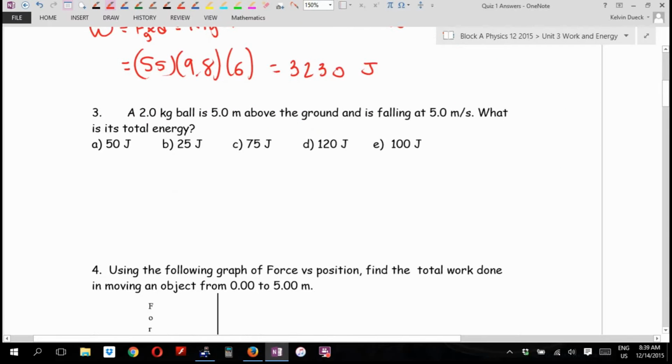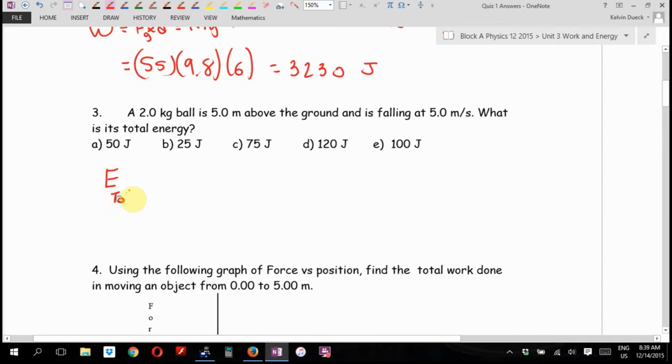Ooh, a little multiple choice here. A ball is 5 meters above the ground and is falling at 5 meters per second. What is its total energy? Mr. Duke, you haven't done one like this. What do you think the word total means? What mathematical operation does the word total usually imply? Add.